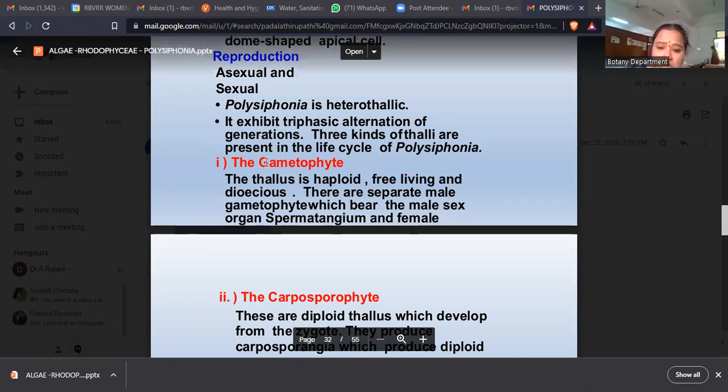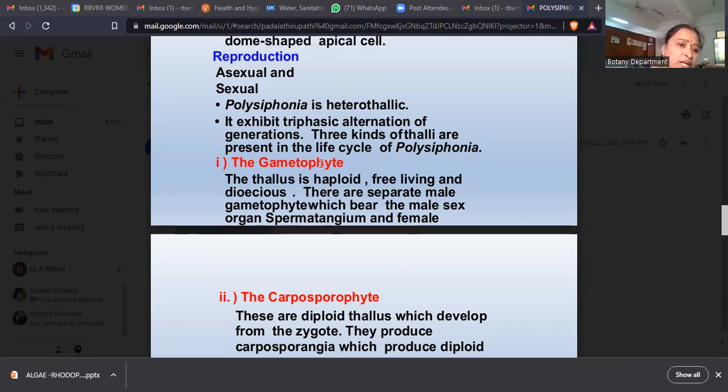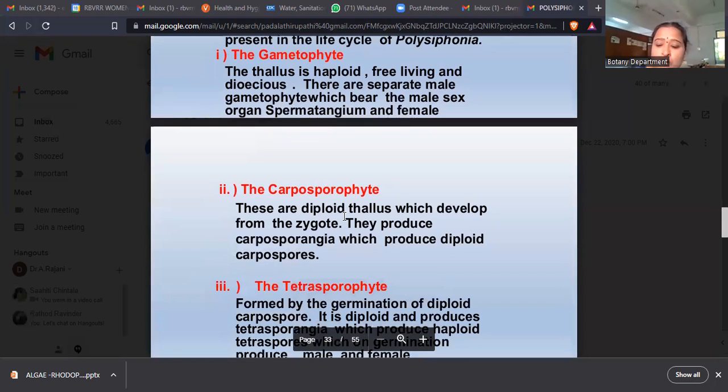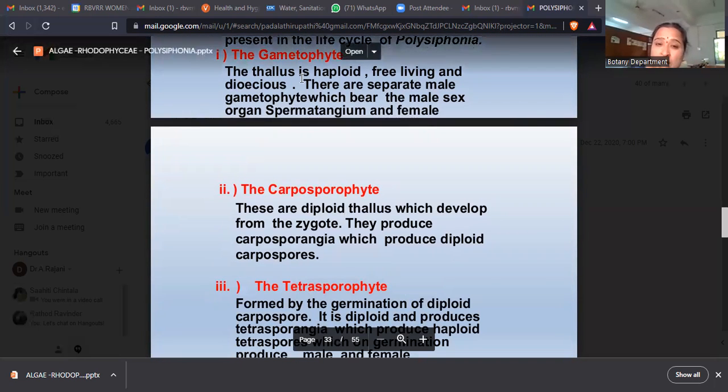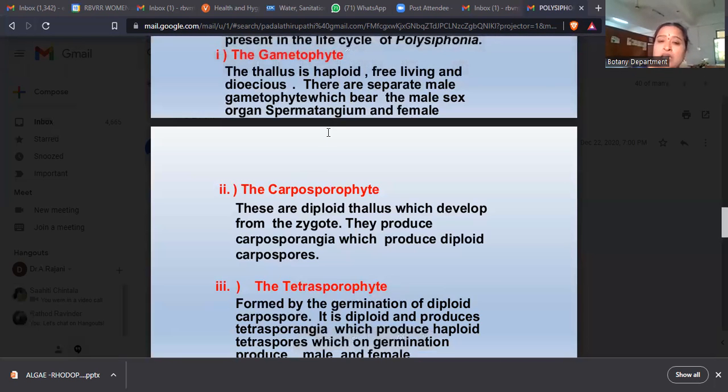Of these three phases, the first one is the gametophytic, which is the haploid stage. It is free living and dioecious, with separate male and female gametophytes. The male gametangium is called the spermatangium, and the female gametangium is called the carpogonium. The second is the carposporophyte. To ask the question: gametophyte is what type of stage? Haploid. Carposporophyte is diploid. Questions may be asked on the stages of gametophyte, carposporophyte, and tetrasporophyte.